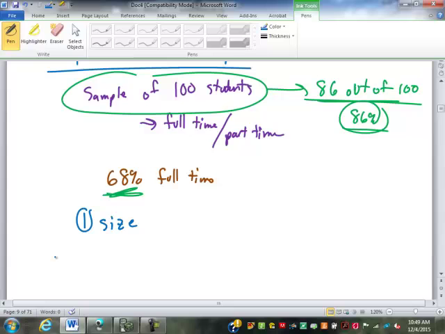Some of them suggest it should be at least 5% of the population, or if the population is huge, at least a certain minimum number. We're not going to get into that, but you can't go out and survey 5 people either and say that's good. The second reason why my sample here would not be good if I just walked out in the hallway and surveyed the next 10 people is my sampling method.